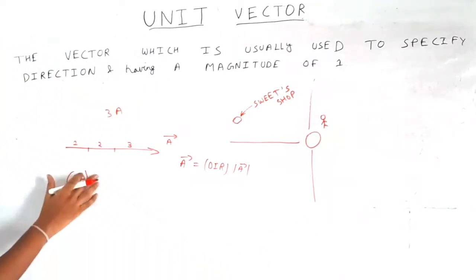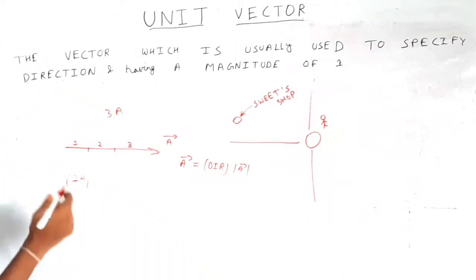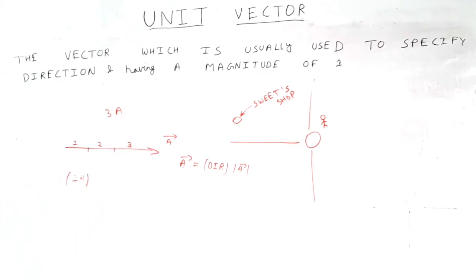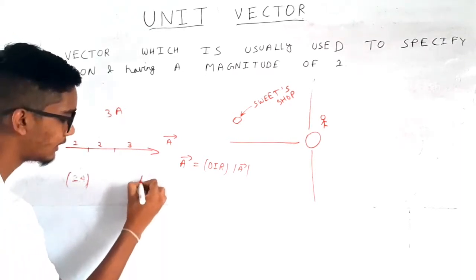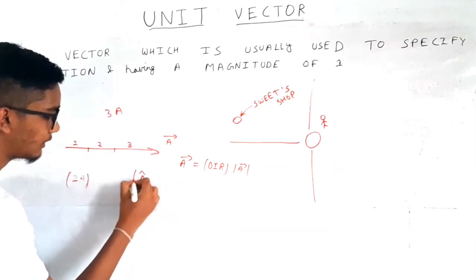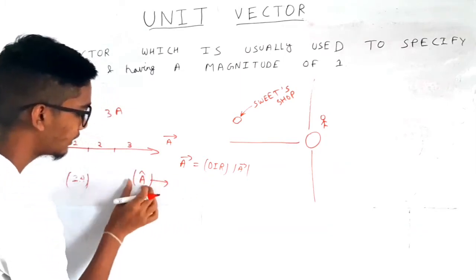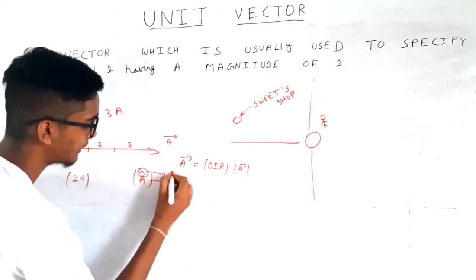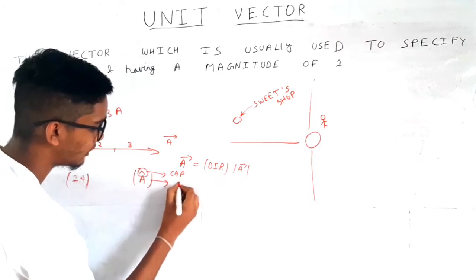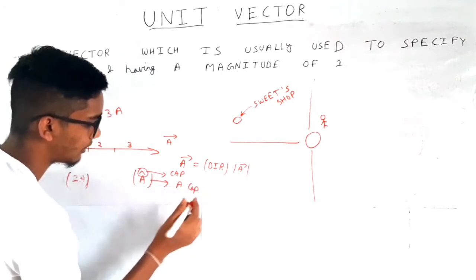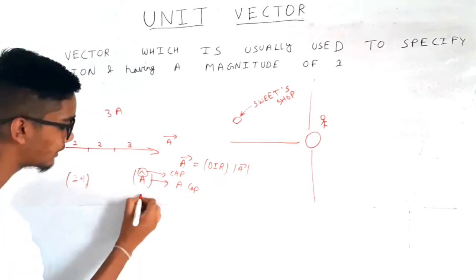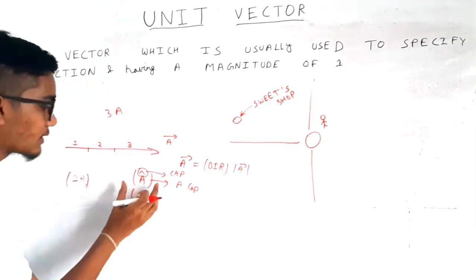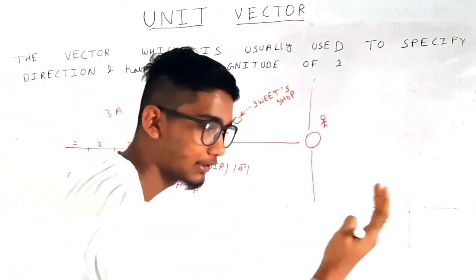This will give one unit of A. Then how do we represent it? It will be represented as A cap. We usually know this term as cap because it has a shape like a cap. A cap has a magnitude of 1. And what is its use? Its use is giving the direction of a vector.